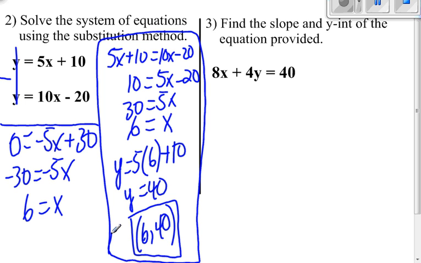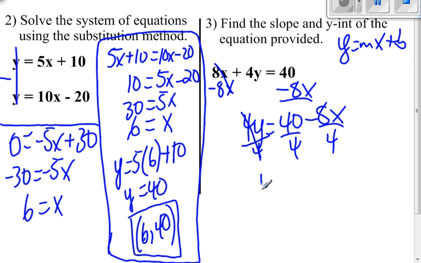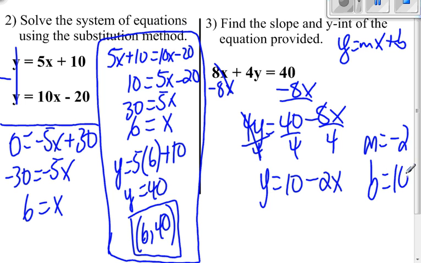Find the slope and y-intercept of the equation provided. Remember, y equals mx plus b. So minus 8x from both sides. 4y equals 40 minus 8x. Divide everything by 4. y equals 10 minus 2x. So the slope is negative 2, and the y-intercept is 10.